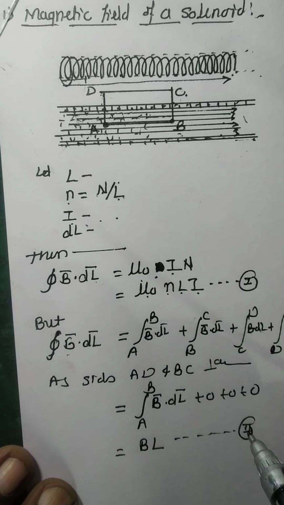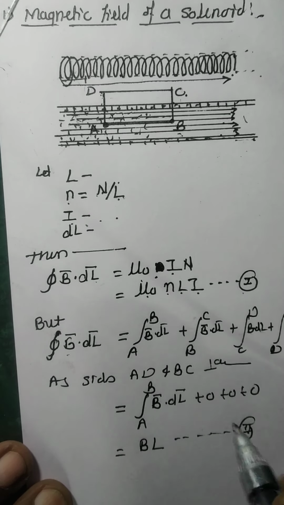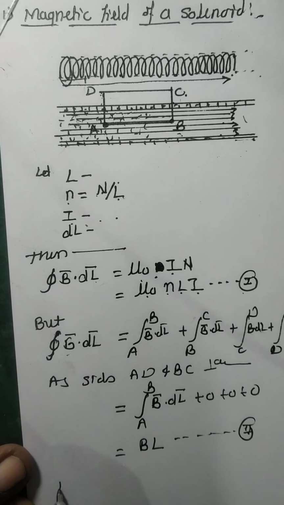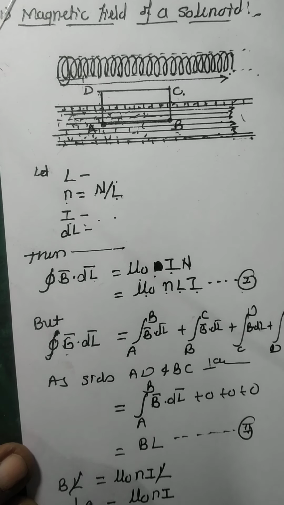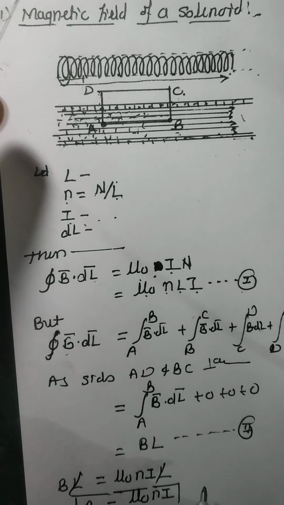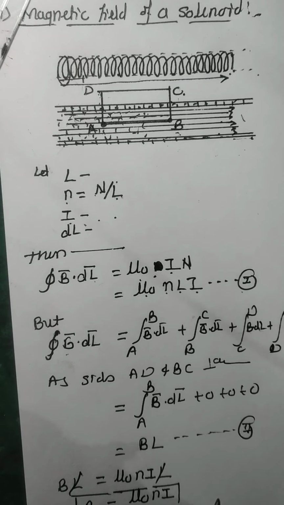From equations 1 and 2, B into L is equal to mu naught n I L. L cancels, and therefore magnetic induction or magnetic field of solenoid B is equal to mu naught n I. This is an expression for magnetic field due to solenoid.